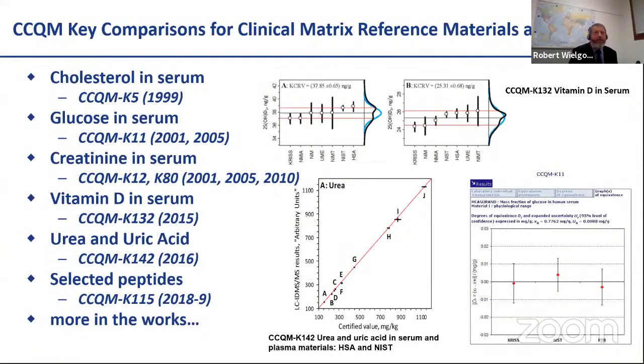And again, we can have confidence in the values and the accuracy of the values assigned to those reference materials because National Metrology Institutes value assigning such materials participate in international comparisons, again organized by the CCQM for matrix materials. And here we can see the results for glucose, but many other analytes as well.